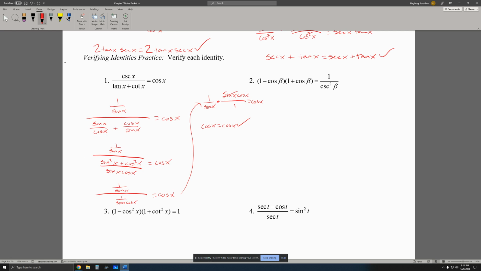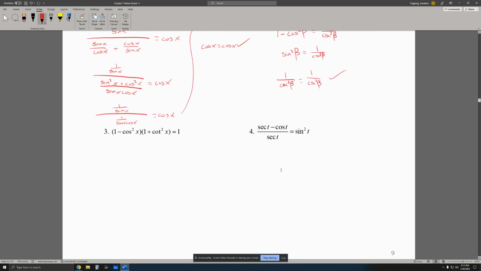All right. Number 2, we're going to distribute. So FOIL, or first, outer, inner, last. We're going to multiply every term by every term. We have the difference of squares, 1 minus the cosine squared of beta, is equal to 1 over the cosecant squared of beta. All right, well, this here is a Pythagorean identity. We get sine squared of beta is equal to 1 over cosecant squared of beta. And then if we take the reciprocal of the sine, that is 1 over the cosecant squared of beta, which verifies the identity.